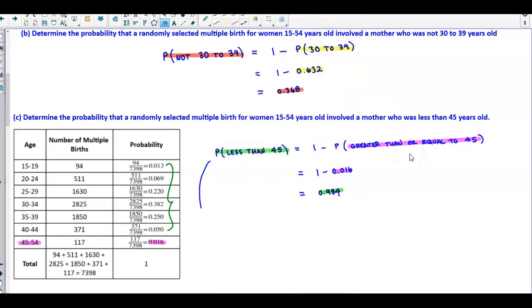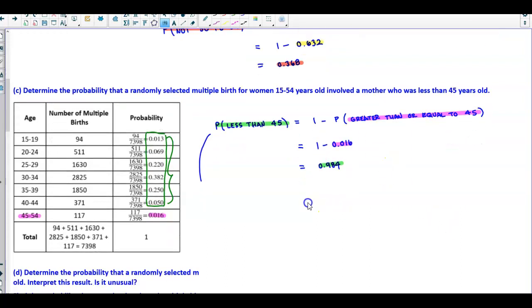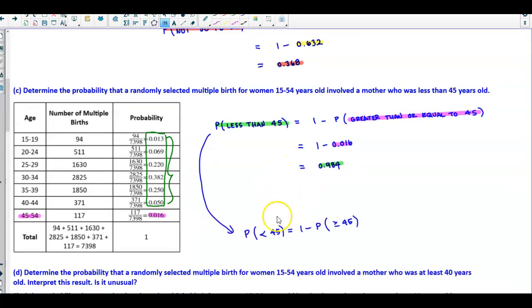So again, that means that we added everything that is less than 45, but by doing a complement, that's what we get quicker. Another way of looking at this is just to remember the difference between the symbols. Less than is the less than symbol of 45. The opposite of less than is greater than or equal to.